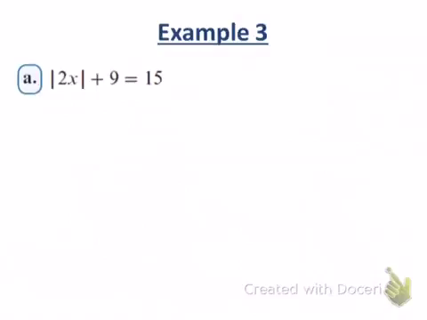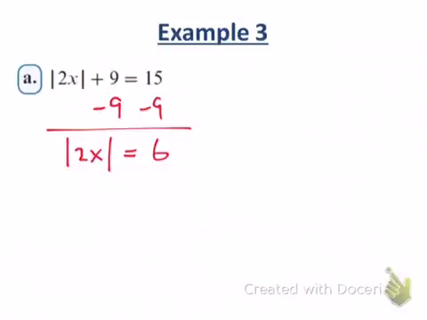All right, what about this one? What's different about this one? We have an operation inside the absolute value, so we're still going to get the absolute value part by itself first. So to do that, we would subtract 9 from both sides, and that'll give us the absolute value of 2x equals 6 when we subtract. Now that the absolute value part is by itself, what can we do? Now we split it into two equations, 2x equals 6 or 2x equals negative 6.